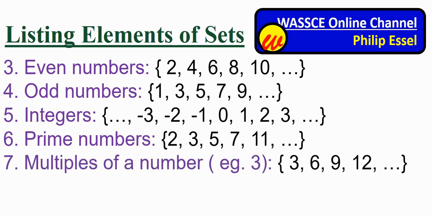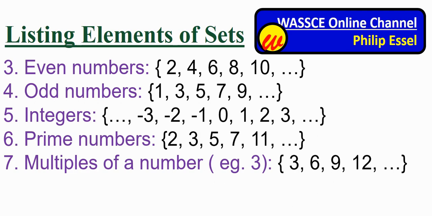Finally, we'll be looking at what the multiples of a number are. For the example on the screen, you'll be looking at the multiples of 3. So the multiples of 3 are 3, 6, 9, 12 to infinity.